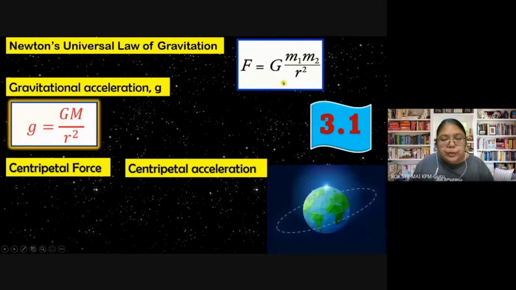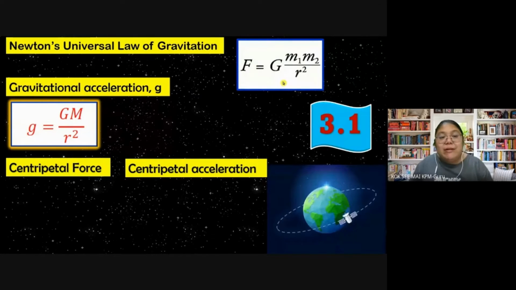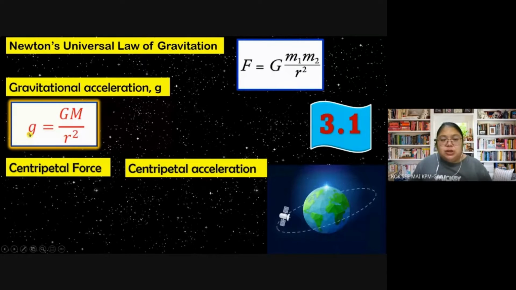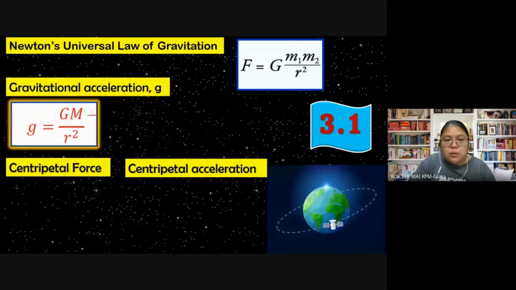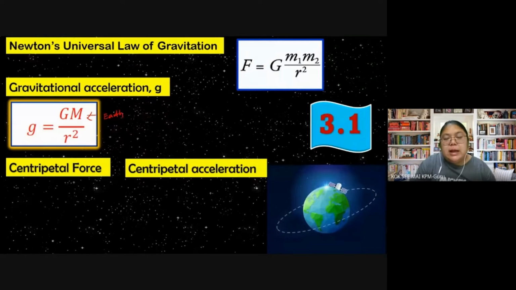Then number 2, we learned about the gravitational acceleration. That's a small g. Then g equals GM over R square, where this M is normally for the Earth.